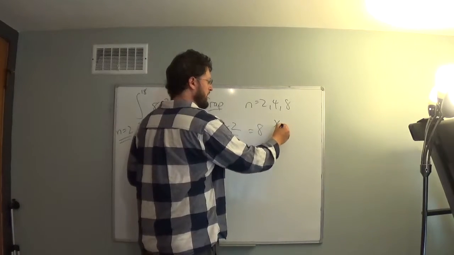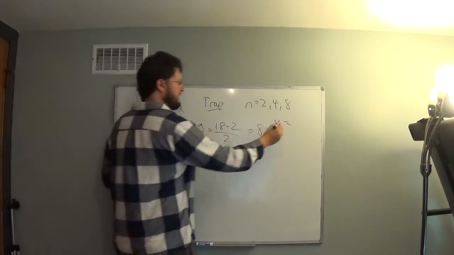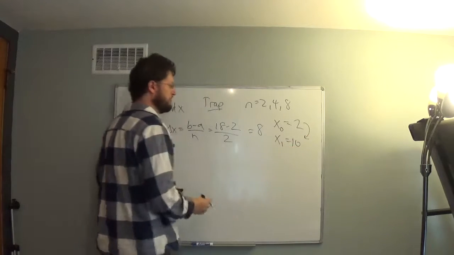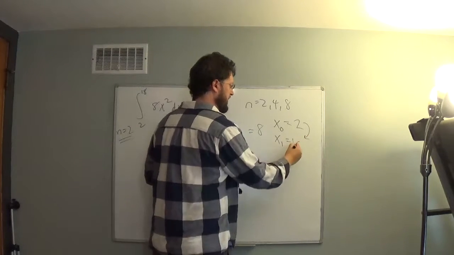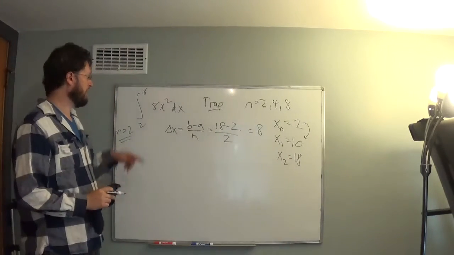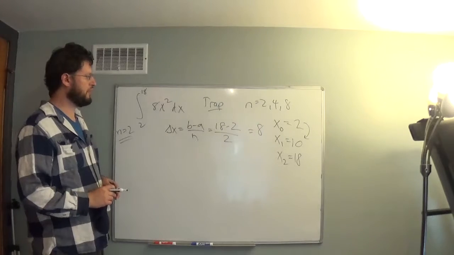As before, x0 is the left-hand side of the integral. x1 we get by adding delta x, which will be 2 plus 8, which is 10. And x2 we add delta x again, we get 18. And then we're at the end of the integral, so we're done with our x's.